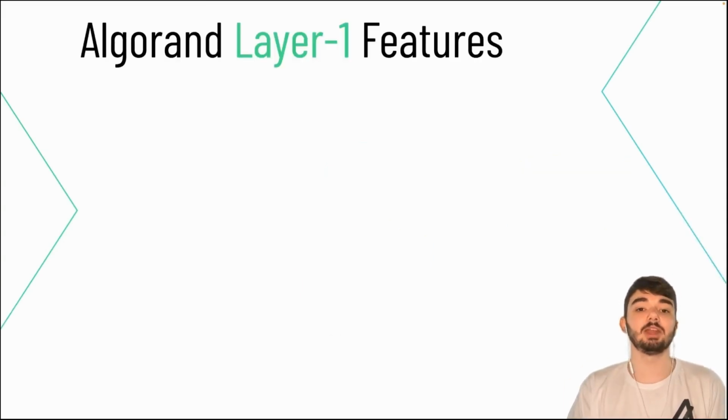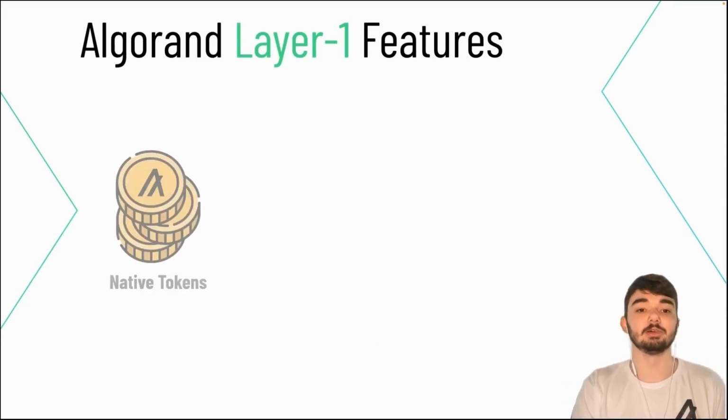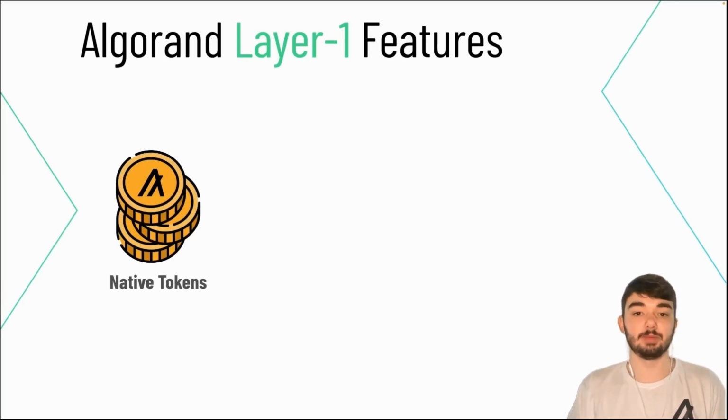So let's talk a little bit about some of the layer one features we have in Algorand. We know it's fast, but what exactly can you do? So the first one is we have native tokens. Native tokens means that when I want to represent some asset, whether it's a fully digital asset or a real world asset that I want to represent on chain, I don't need to use smart contracts.